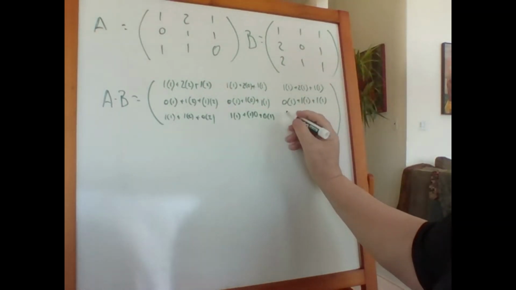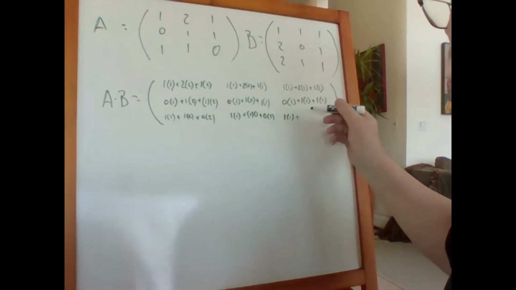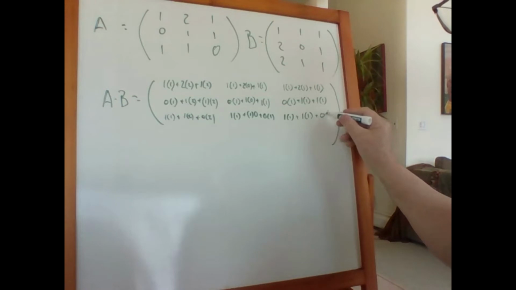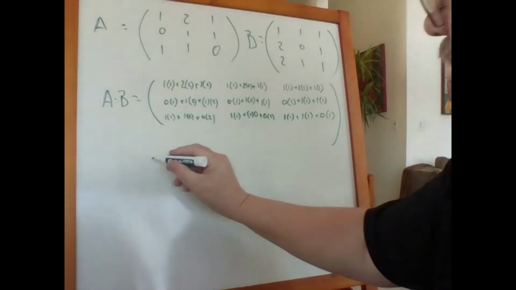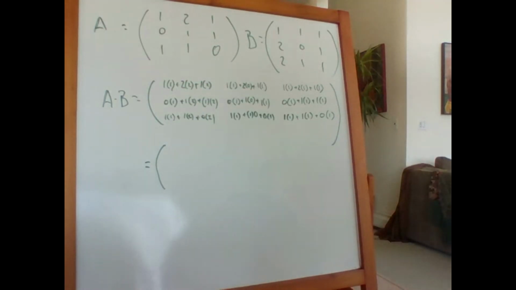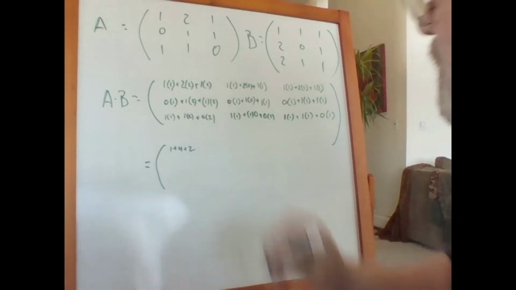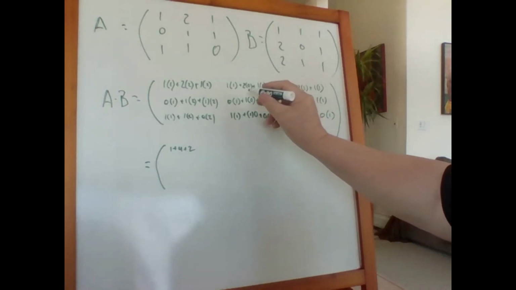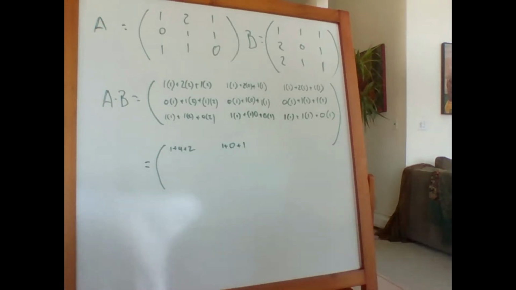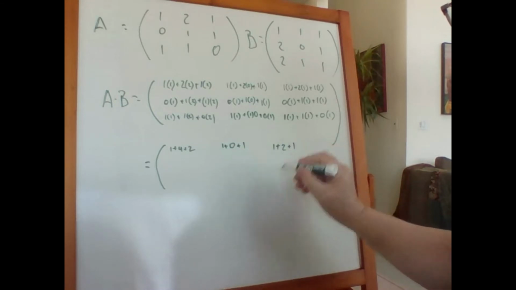So we have 1 times 1 plus 1 times 1 plus 0 times 1. Now that equals 1 plus 4 plus 2. This is 1 plus 0 plus 1. And we have 1 plus 2 plus 1.